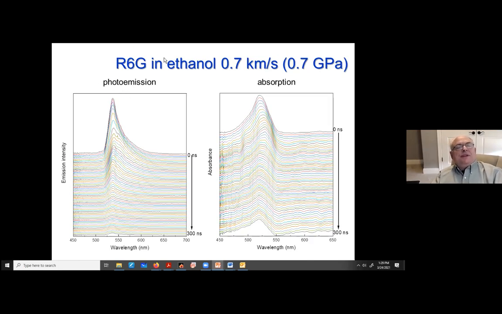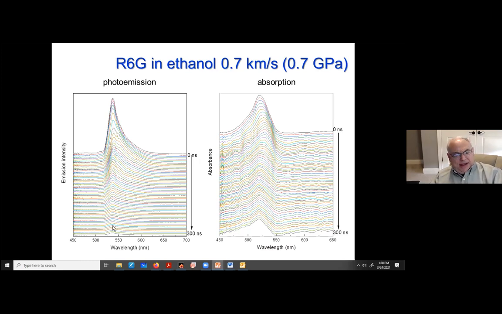So here's the result. This is the rhodamine 6G and ethanol, and this is a relatively low speed and a relatively low pressure. And this is the photo emission. So time zero, this is about 300 nanoseconds, and this is absorbed in the green. Okay, this is green, blue, red. And you see this nice, well-known rhodamine absorption peak. And then when the shock comes in around here, you get a peak shift to the red. The shock doesn't last very long, and so the peak shift goes away after that. But it's a convenient way of knowing when the shock is there.